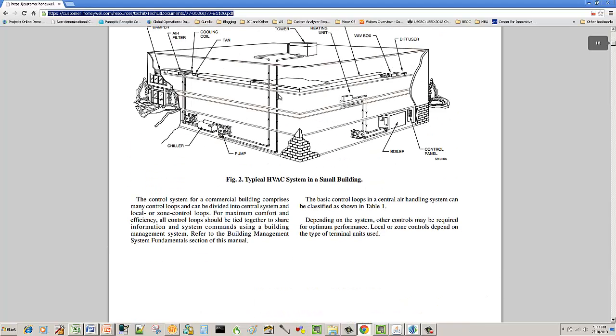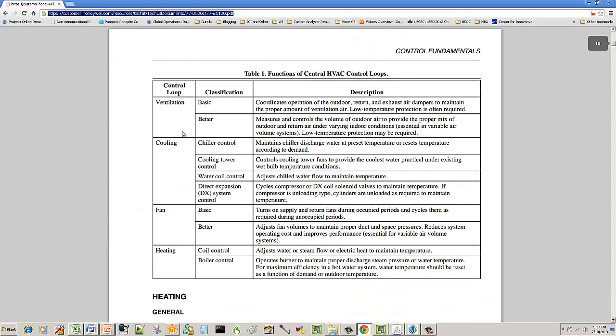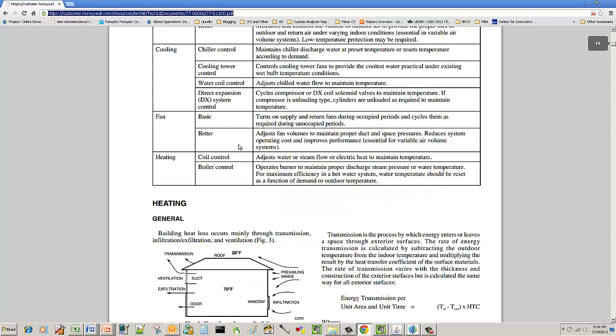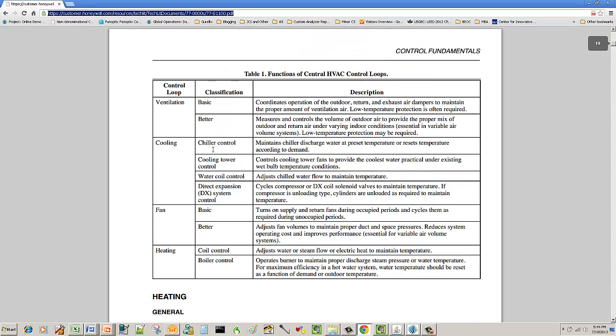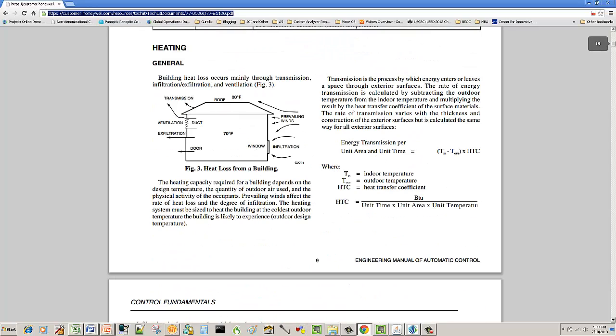Alright, so we go right through here. That's our basic building. It talks about a couple different types of control loops: ventilation, cooling, a fan loop, heating. It talks about just some descriptions. This is basic general fluff. Really, you don't need to know this. Now here's a pretty interesting one.